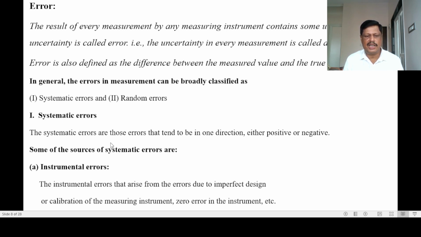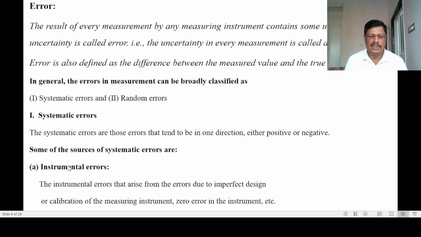Systematic errors are those errors that tend to be in only one direction. These errors may be either positive or negative, that is, either in the positive direction or negative direction. What are the sources of systematic errors?